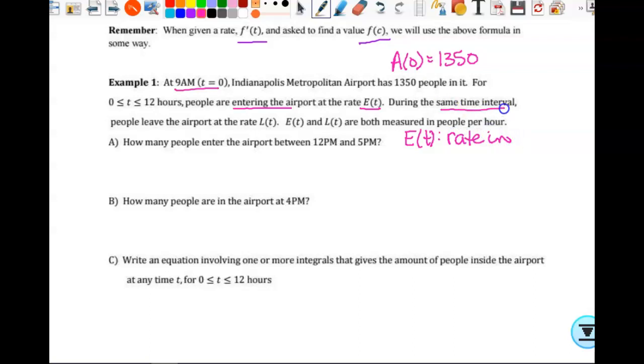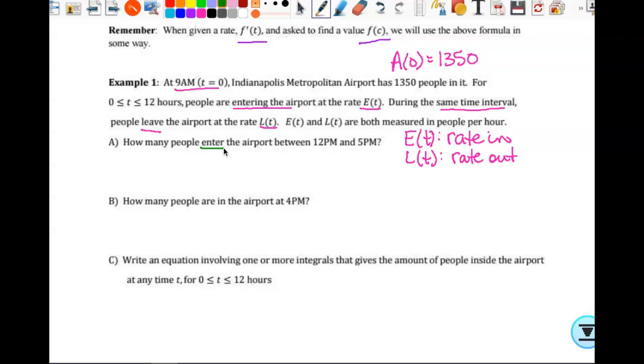During the same time interval, that's important to pay attention to, what our time intervals look like, people leave the airport at a rate of L of t. So L of t is your rate out. E of t and L of t are both measured in people per hour. How many people enter the airport between 12 p.m. and 5 p.m.? So if all we're asked is how many people enter the airport, we're only using the rate in, that is people per hour.